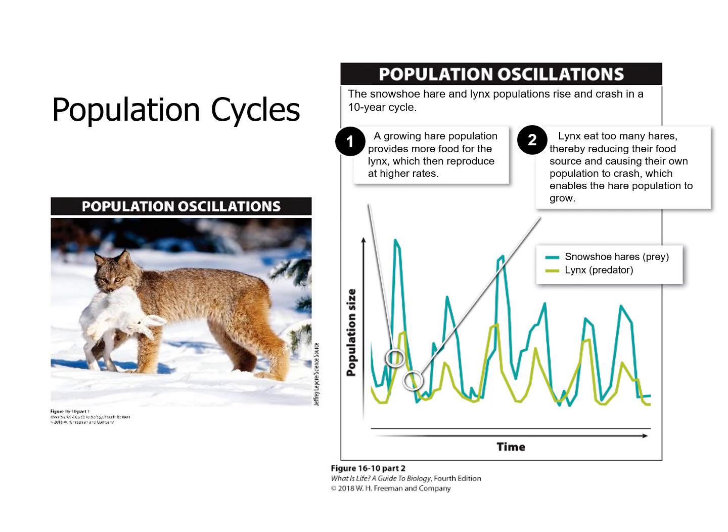So what we see is the hare and lynx populations rise and crash in about a 10-year cycle, which is kind of neat. So that is a population oscillation, which I think is really neat, but again, your book thinks it's unusual. I just think it's cool.